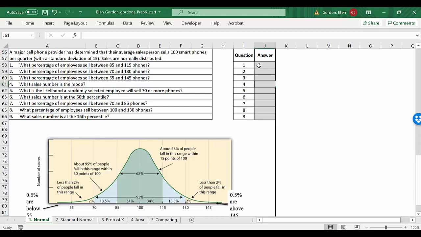Question number 4 asks what sales number is the mode? This may seem a little bit tricky, but remember, in a normal distribution, the mean equals the median equals the mode. So the mean is 100, so that means the mode is 100.